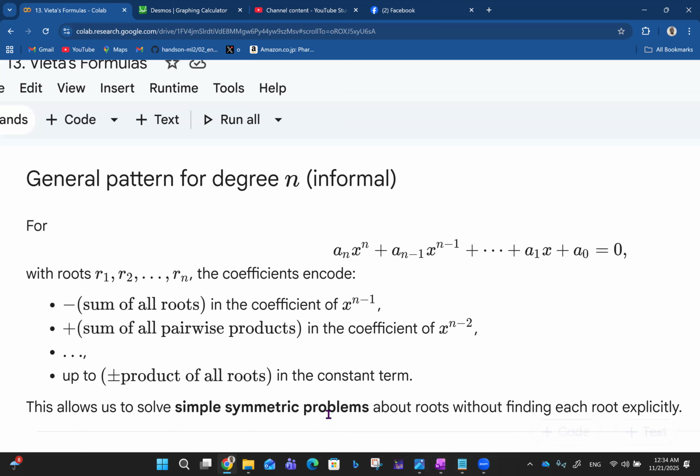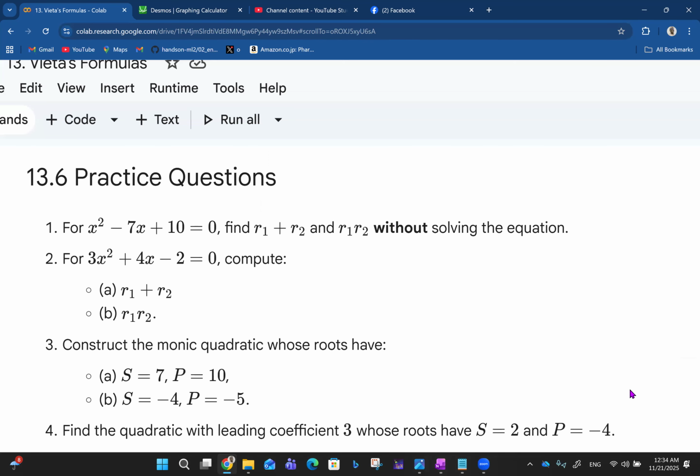So this allows us to solve simple symmetric problems about roots without finding exact roots explicitly. Vieta's formula is simply telling us that we don't need to know the exact roots of an expression to be able to do some other things about it. You don't need to know the roots to know their sum and their product. Basically, that's what Vieta's rule is teaching us, okay?